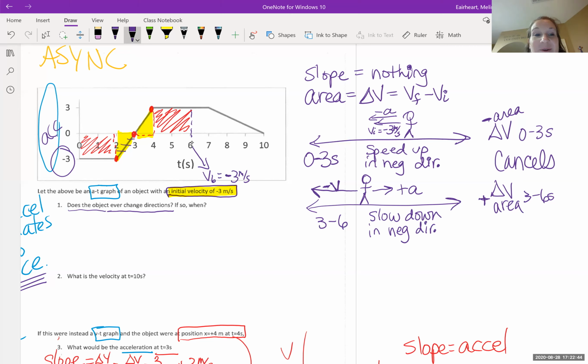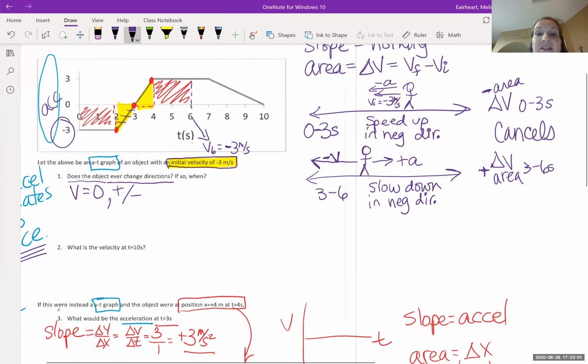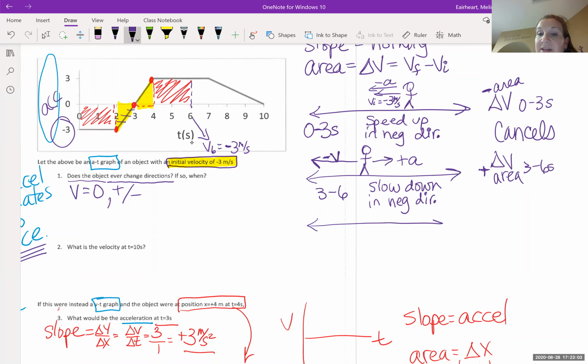We got to keep going to answer the question, do we ever change direction? Remember, we need a 0 velocity and then a sign change of some kind. So we've only been going in the negative direction and we haven't come to a stop yet. So let's keep going. And so let's look at 6 to 7 seconds. So we're a little bit more to the left, right? 6 to 7 seconds. And we have a negative velocity of -3 meters per second. And we still have a positive acceleration pulling on us.